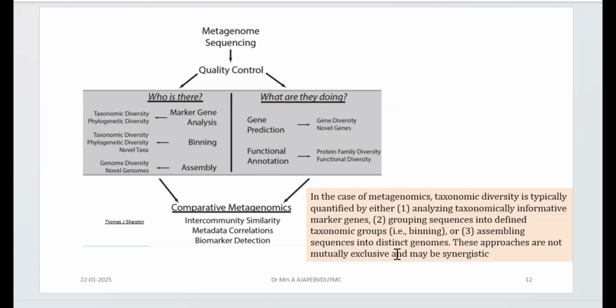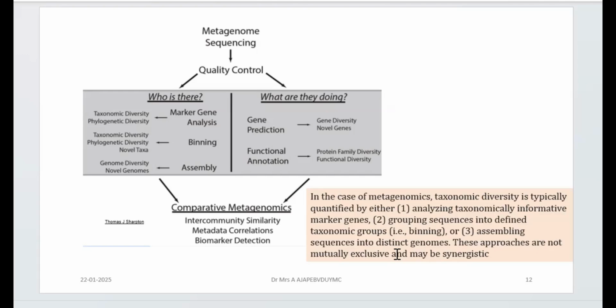So, grouping the sequence into defined taxonomic groups, analyzing the taxonomic position of the marker gene, and then assembling sequences into distinct genomes. So you are going to have n number of bacteria in that sample. All the DNA is extracted. It has been sequenced. You have to categorize it, right? So that categorizing into taxonomic groups is binning. Is it okay? Right. And then you have to go for assembly and then analysis.